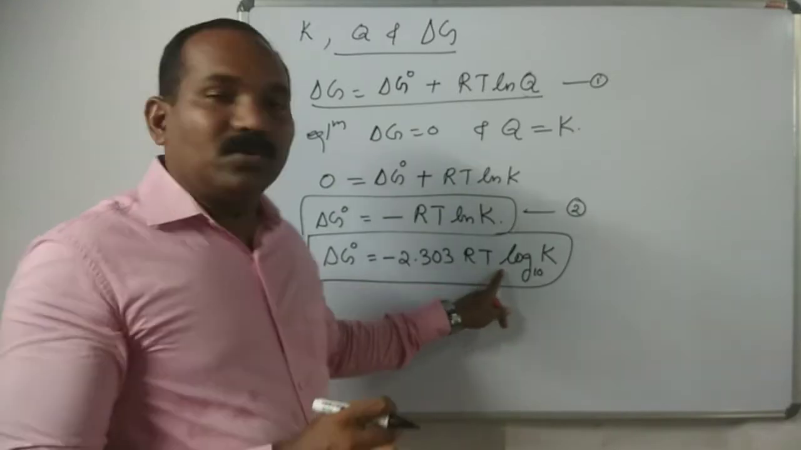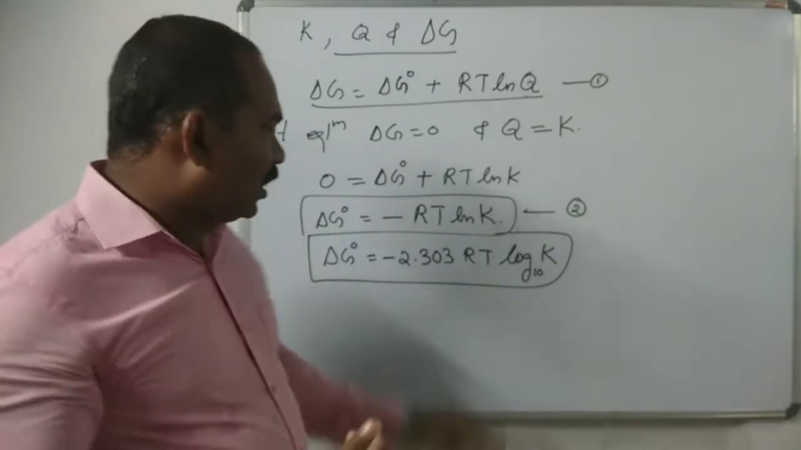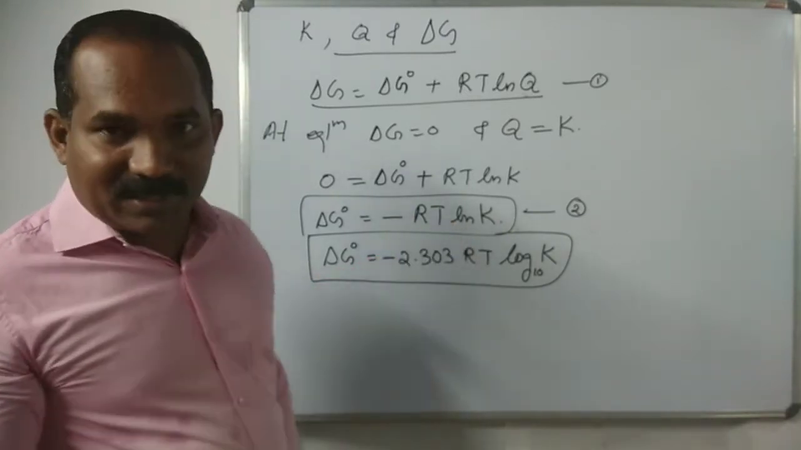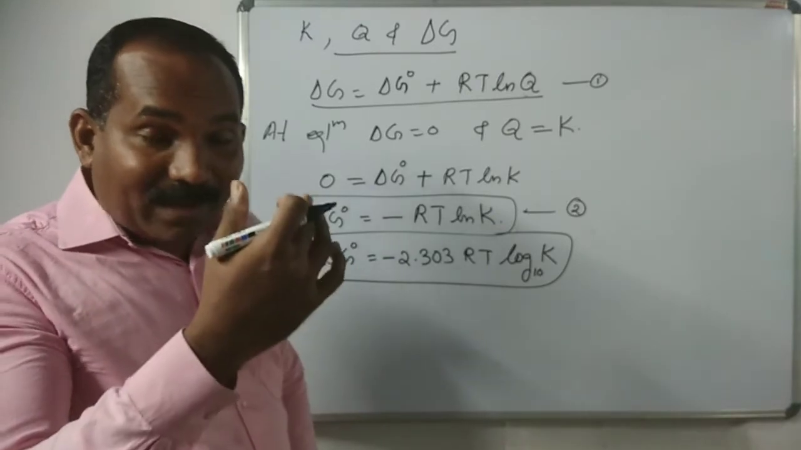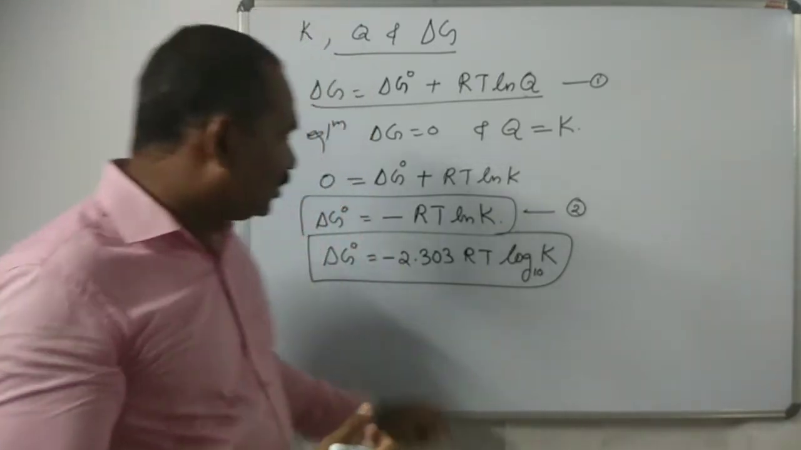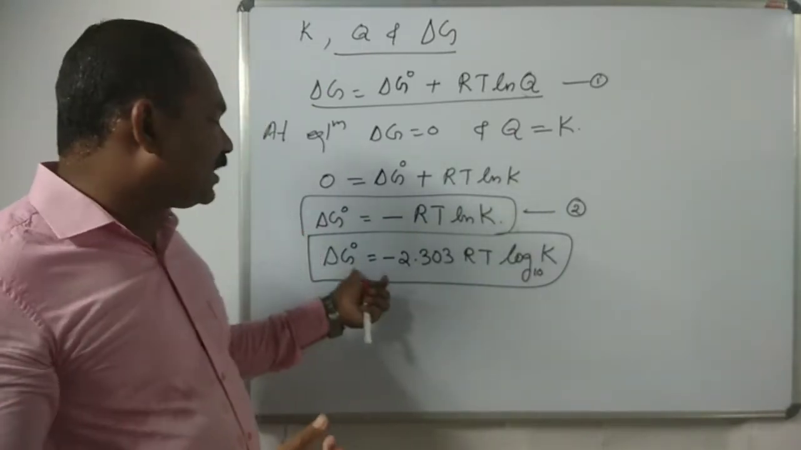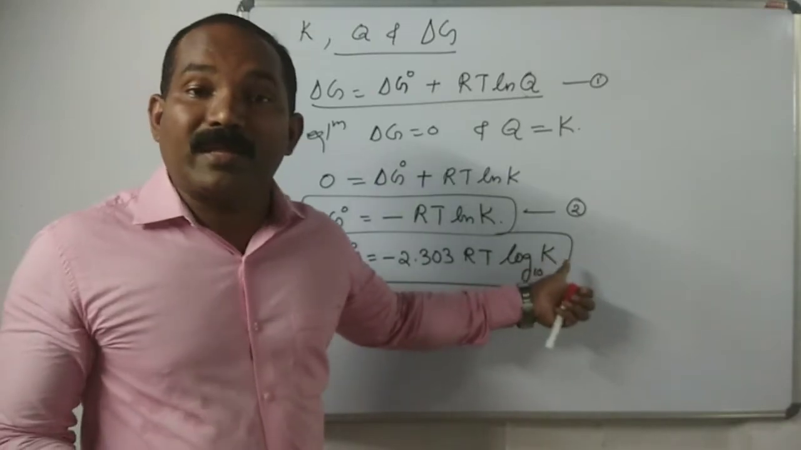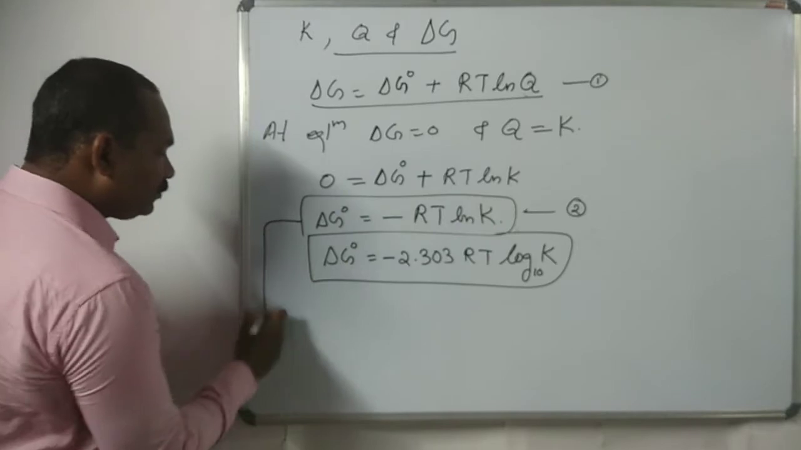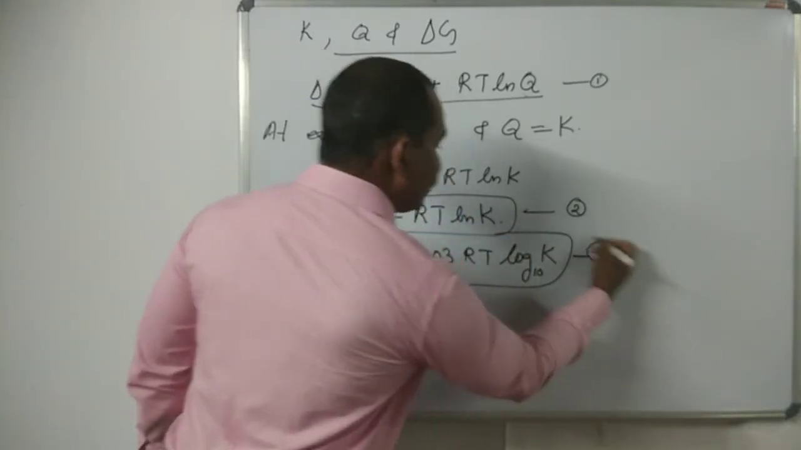This equation is useful to do problems. If you know natural logarithm, this equation is easy, but in log tables base 10 logarithm values are provided. So this equation is very useful for calculating delta G if the equilibrium constant is given. This is equation number 3.